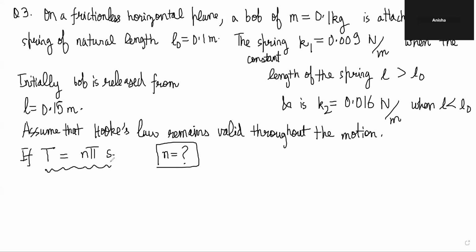So the question is one where the spring constant changes in a certain way, right? And you have released the bob from an extended state and you have to find the total time period. Okay, try it out.